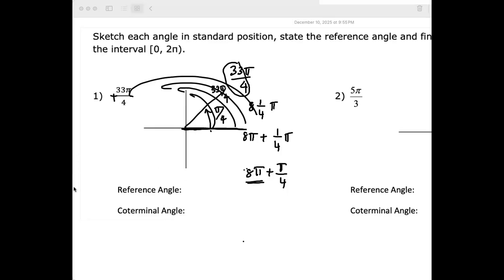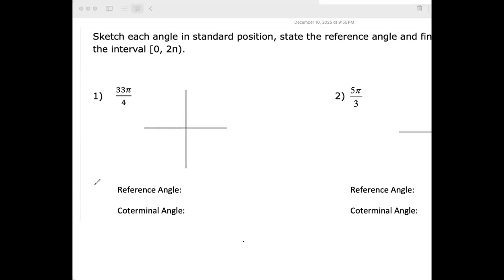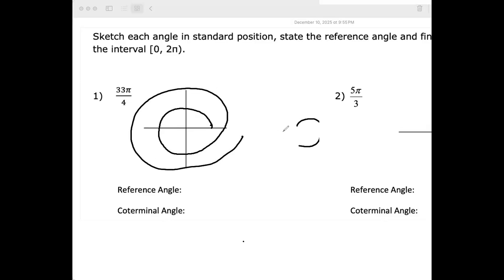Sorry, come again with your question. I thought positive is like the top half and negative is the bottom half. If you go in this direction, angles are always positive. If you go in this direction, clockwise, even if it's in quadrant one, it's negative.